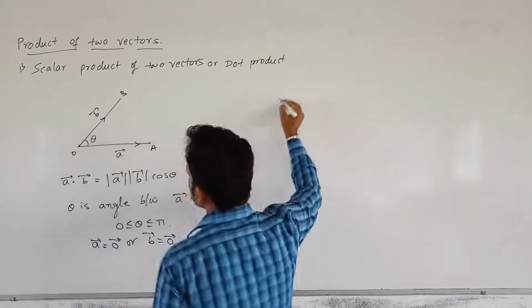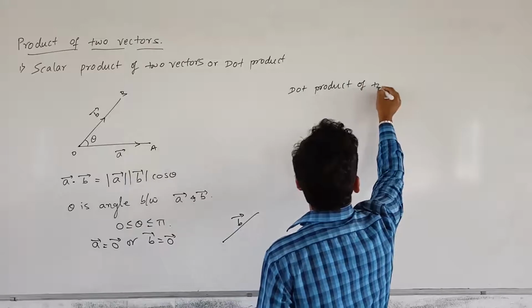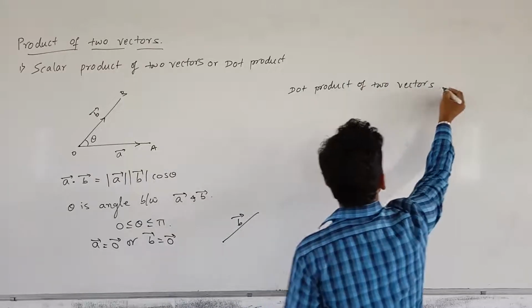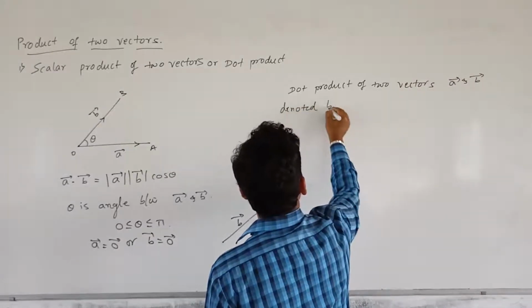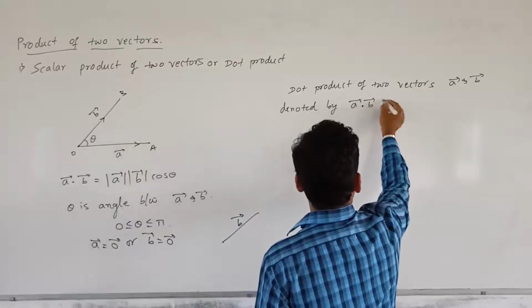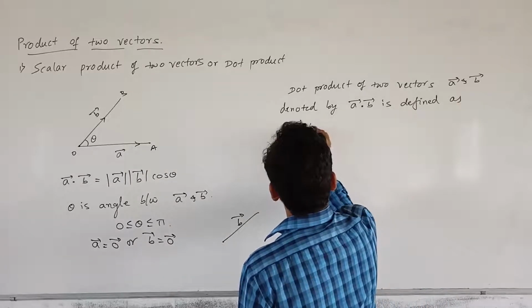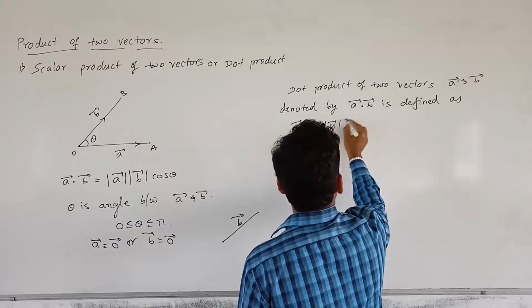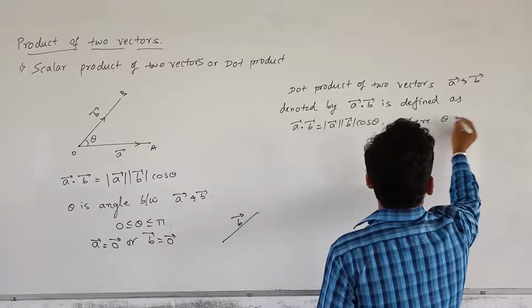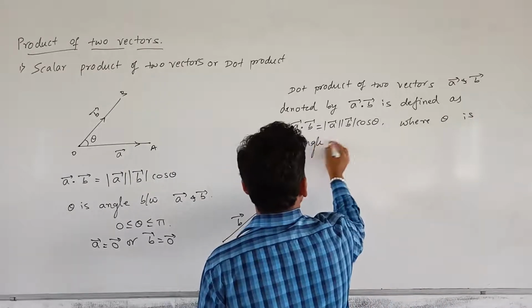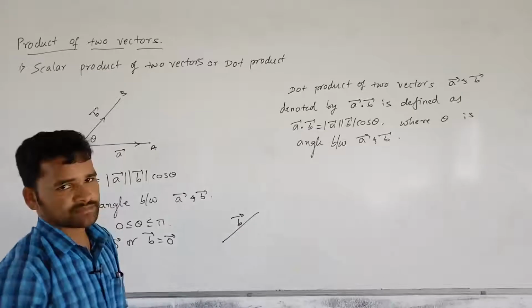Let me write the definition once. Dot product of two vectors A and B, denoted by A dot B, is defined as A dot B is equal to magnitude of vector A into magnitude of vector B into cos theta, where theta is the angle between A and B. If you write the definition this much, it is more than enough.